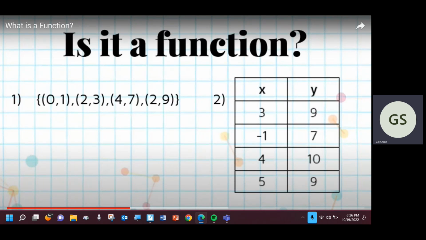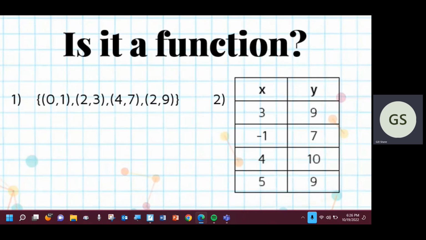The examples that we just looked at were drawn as mappings, but a function can also be represented as a set of ordered pairs or as a table. So let's look at these two examples to see if we can determine whether they're functions or not. When you have a set of ordered pairs, the x values are always the input values, and the y coordinates are the output values. So this says that when I plug in 0, the output is 1.